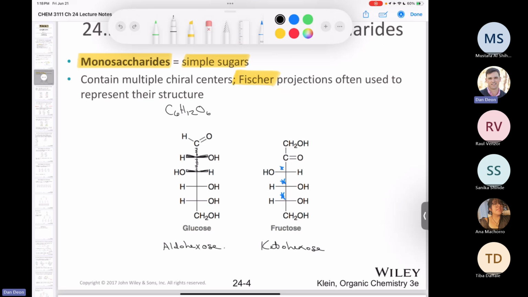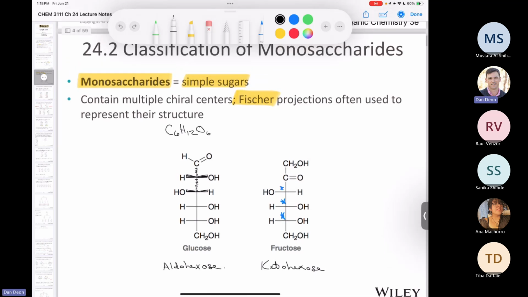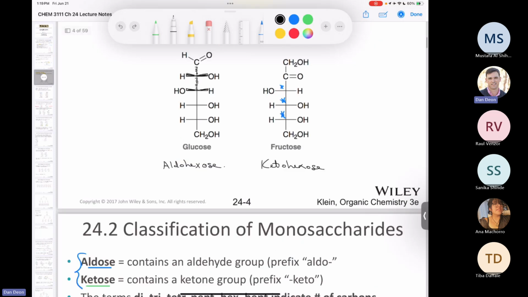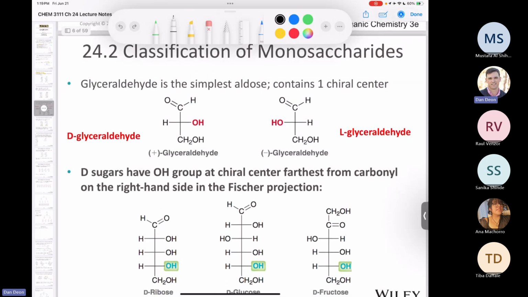Everybody with me on that? Everybody with me so far? Not going too fast? Aldose, ketose, tetrose, pentose, hexose, etc. All right. Okay, so let's talk about the simplest aldose you could have.